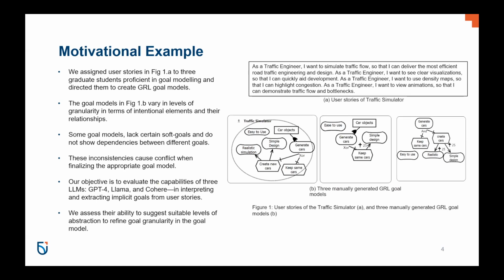We intend to evaluate the natural language capabilities of three popular LLMs, GPT-4, Llama, and Cohere, in identifying these implicit goals from the user stories. Furthermore, we aim to assess their ability to tweak the levels of abstraction to refine the granularity of the goal model and identify dependencies between various goals mentioned in the user stories.